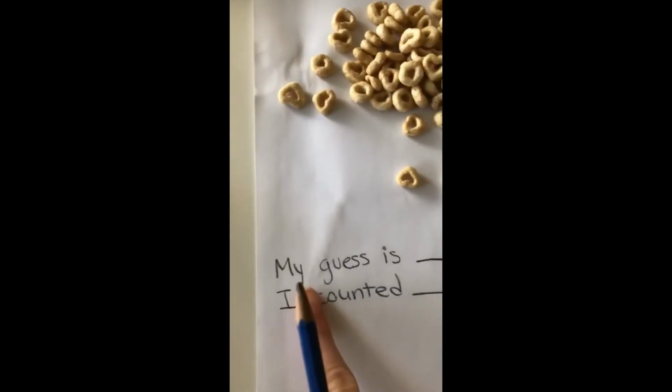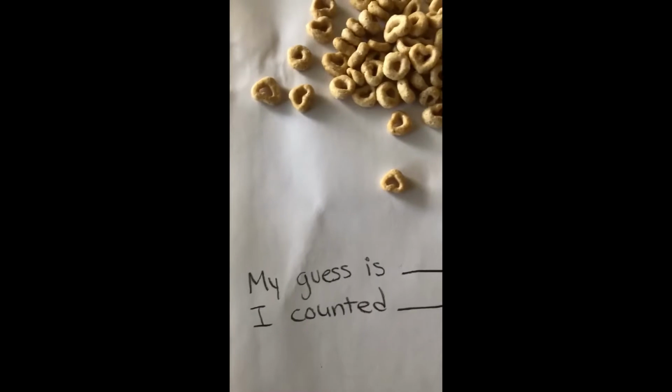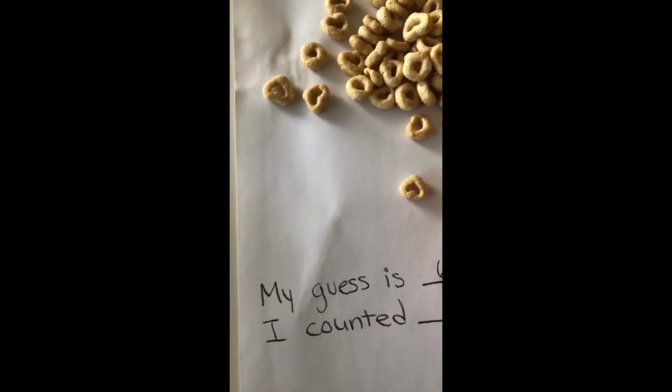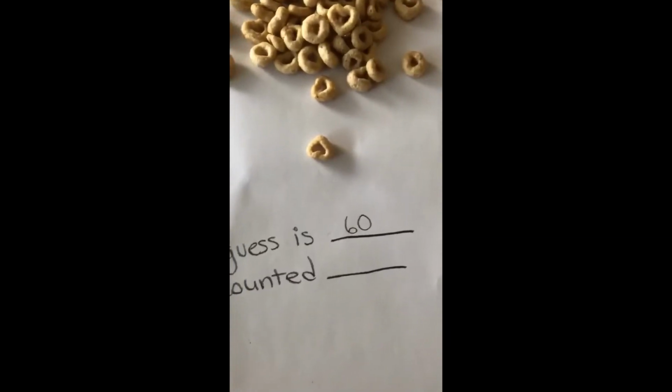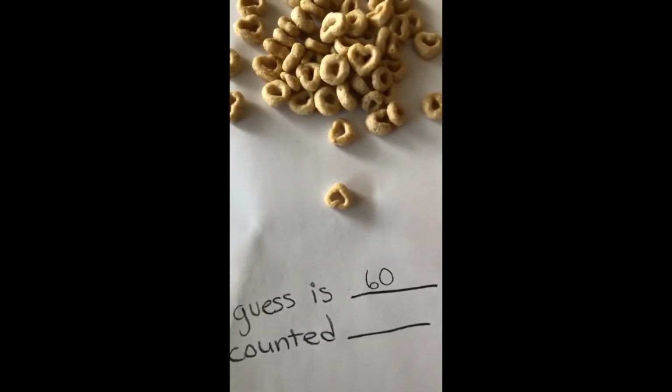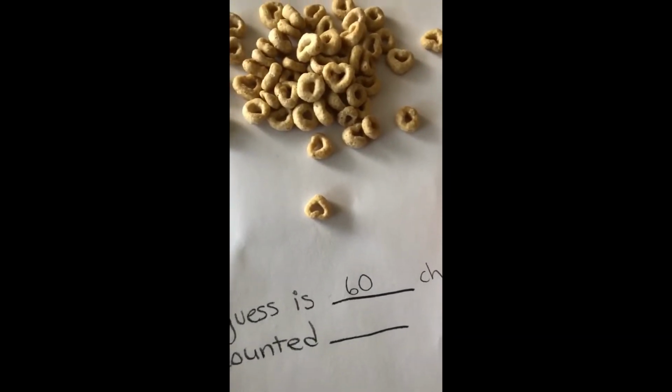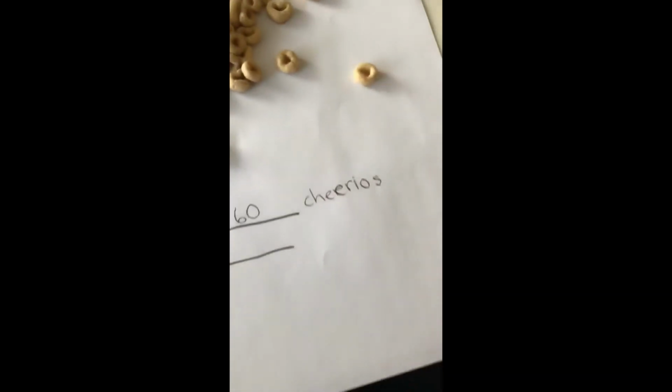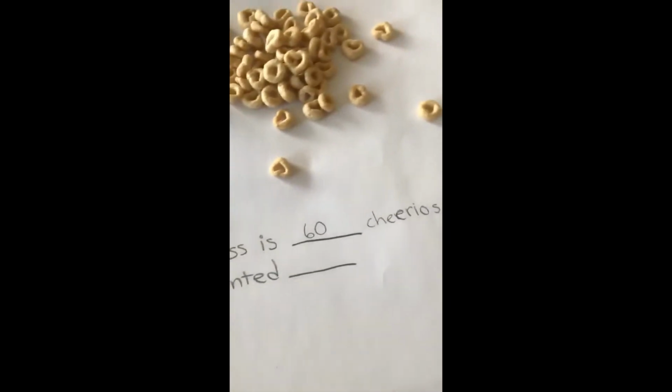So I wrote this on a piece of paper, and if you want to do the same, you can. So I wrote my guess is, and my guess is 60. Okay? If you want to write what the object is too, you can. Cheerios. Okay, my guess is 60 Cheerios.